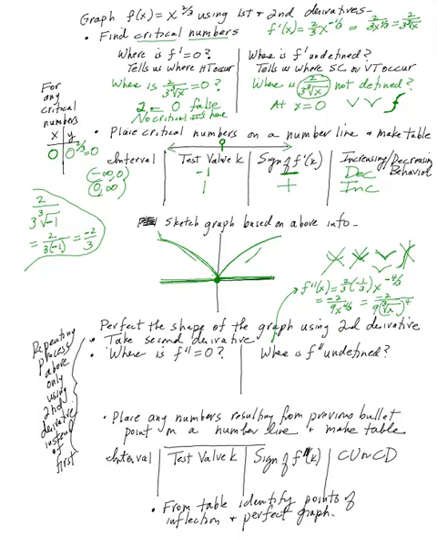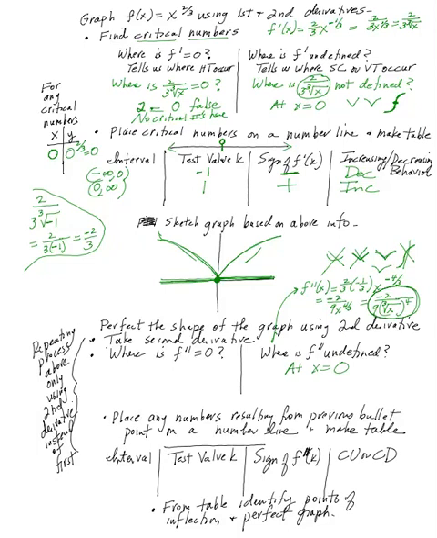Okay, where's the second derivative undefined? Where is this undefined? Well, again, it's undefined at x equals 0. Again, I'm looking for division by 0. This doesn't tell me I've got a sharp corner or anything like that. It really doesn't tell me anything like that.